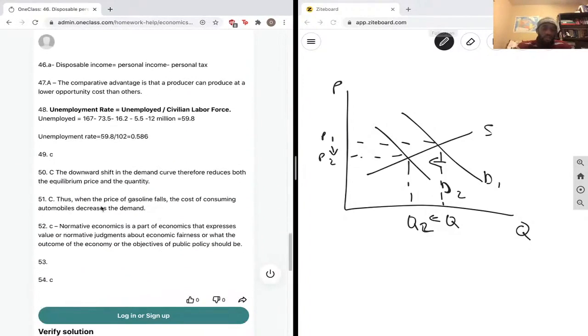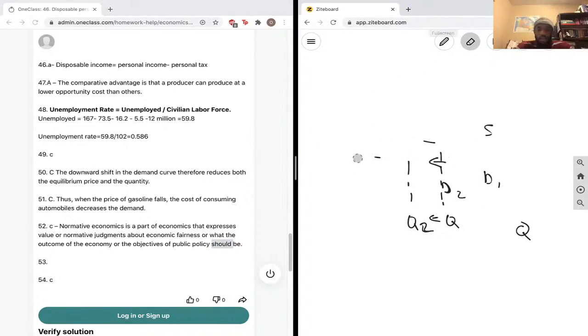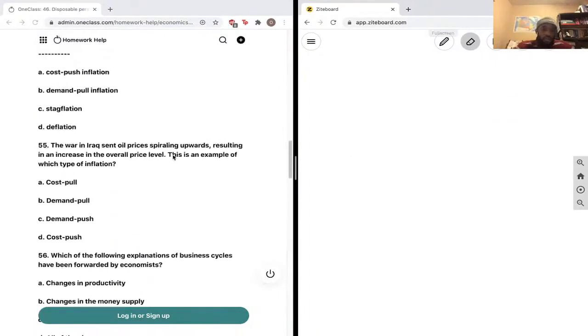And I believe our tutor also said normative economics. Normative economics is part of economics that expresses value or normative judgments about economic fairness or what the outcome of the economy or the objectives of public policy should be. Again, this is a key word here, should be. Should. So we do agree that 52 is C. They didn't answer question 53, but let's take a look at question 53 anyways.